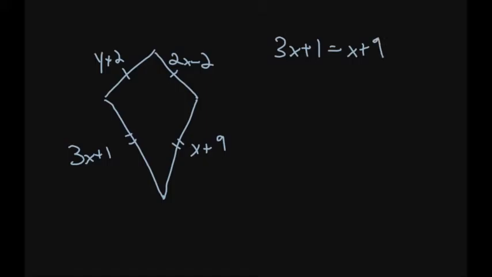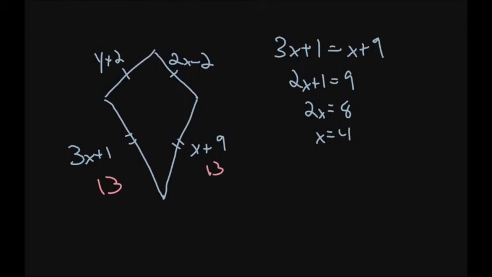Subtract the x from both sides, I get 2x plus 1 equals 9. Subtract the 1 from both sides, I get 2x equals 8. Divide by 2, I get x equals 4. So put that back into the equation. 4 plus 9 is 13. 3 times 4 is 12, plus 1 is 13.